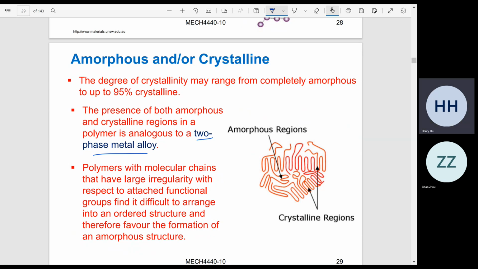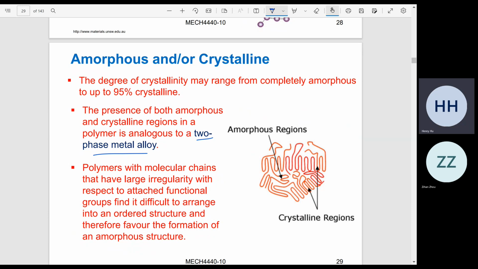Ferrite, pearlite, cementite, and then bainite, martensite, austenite, whatever. So many different phases, right? It can be confusing very easily. But for polymer, you only have two different types. One is called amorphous, another is called crystalline. Simple down.